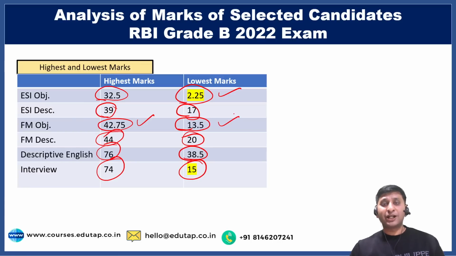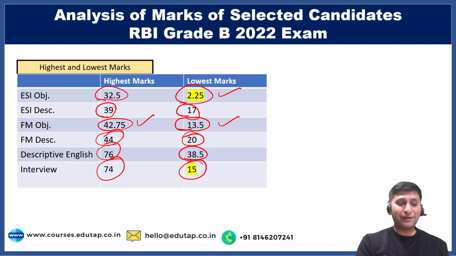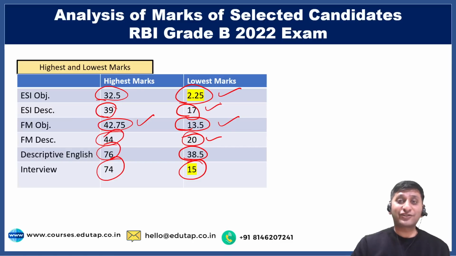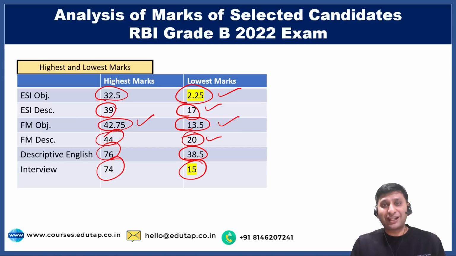मतलब ऑब्जेक्टिव पार्ट में वेरिएशन बहुत ज़्यादा है, बिकॉज इन डिस्क्रिप्टिव जनरली आप देखेंगे कि FM में 20 मार्क्स तो लोएस्ट हैं, ESI में भी 17 मार्क्स तो लोएस्ट हैं, तो इन ऑब्जेक्टिव दे आर जस्ट 2.25. मतलब डिस्क्रिप्टिव में आप ऑलमोस्ट गारंटीड हैं कि 50 में से 20 मार्क्स तो आपके आ ही जाएंगे. आई मीन आप ठीक ठाक सा भी लिख के आएंगे, बिकॉज दिस इज काइंड ऑफ द लोएस्ट मार्क्स.